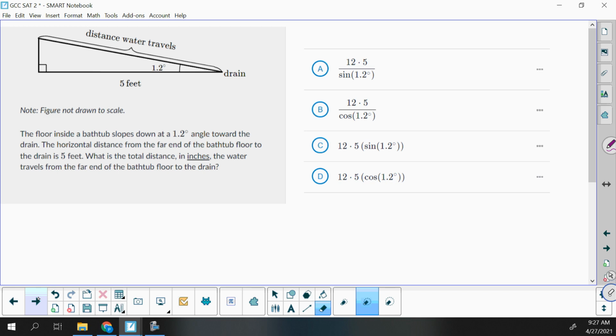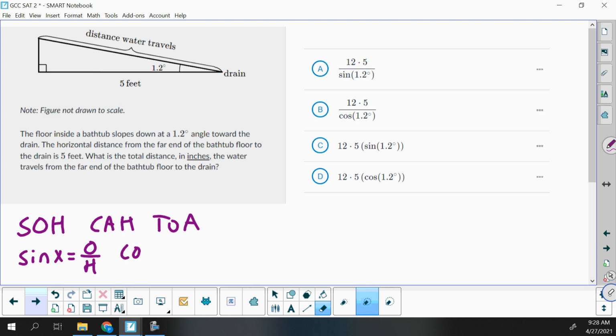So based on the choices here, this tells us that we should be doing SOHCAHTOA. So just as a review, SOHCAHTOA. So that's sine of your angle is always equal to opposite over hypotenuse. Cosine of your angle is equal to adjacent over hypotenuse. And tangent of your angle is equal to opposite over adjacent.